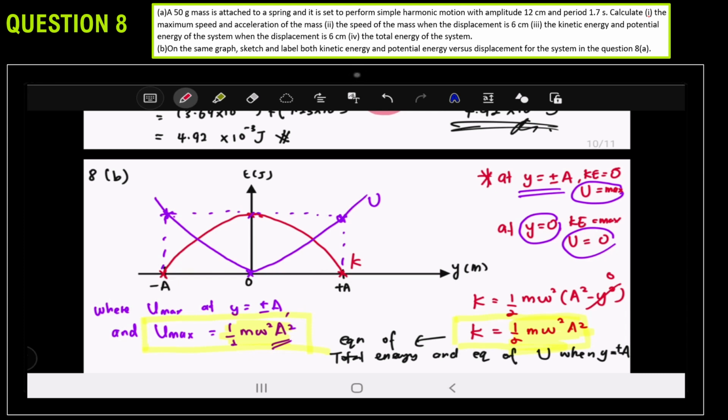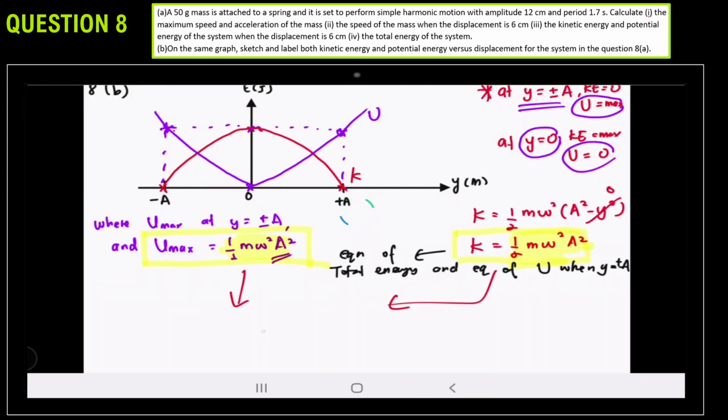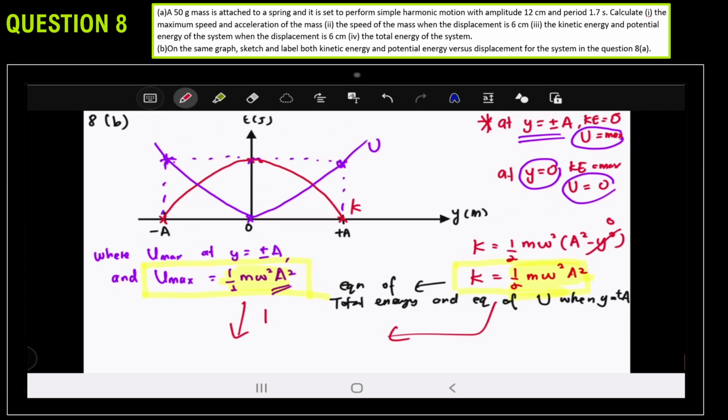From the previous calculation, since we know that these two equations are actually the equation of the total energy, E is equal to half m omega squared A squared. So we can write the value of the equation.